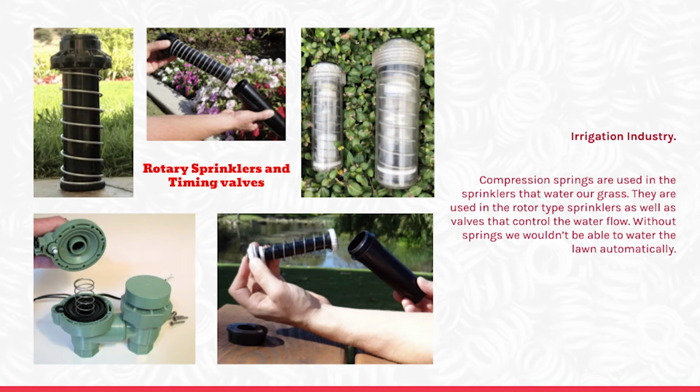The next slide shows us how compression springs are used in the irrigation industry. Compression springs are used in sprinklers that water our grass. They're used in the rotary type sprinklers as well as the valves that control the water flow. Without springs controlling the flow of our water, we wouldn't have water to our lawn automatically. The lawn would not be watered automatically.